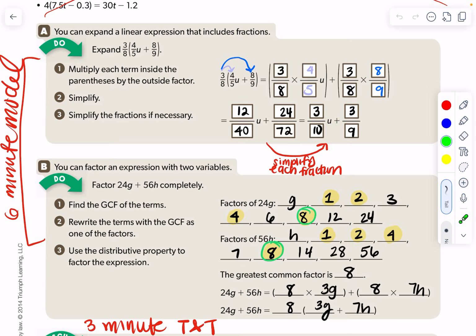And then 24 over 72, the greatest common factor is 24. So 24 divided by 24 gives me 1, and then 72 divided by 24 gives me 3. So our simplified or expanded expression is 3/10 u plus 1/3.